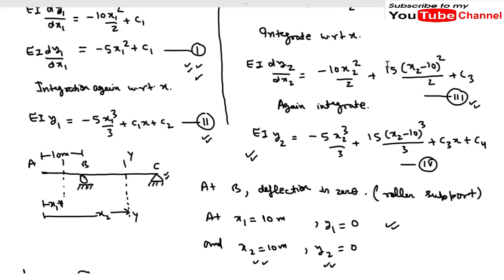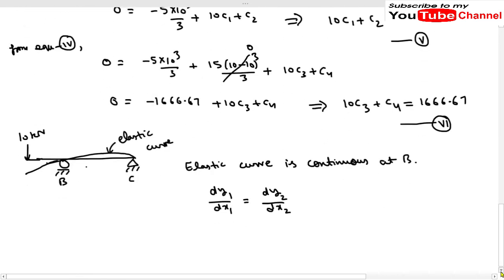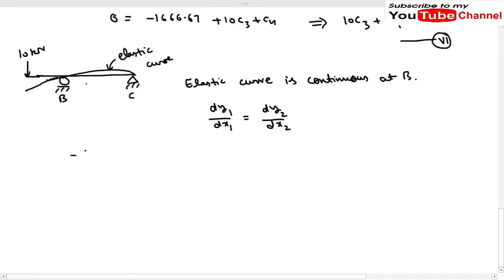Okay, so in equation number 1 we have minus 5x1 square plus c1. So let me write it here as minus 5x1 square plus c1, and from equation number 3 we will get minus 5x2 square plus 15(x2 minus 10) square divided by 2 plus c3. Okay, so this is the equation.